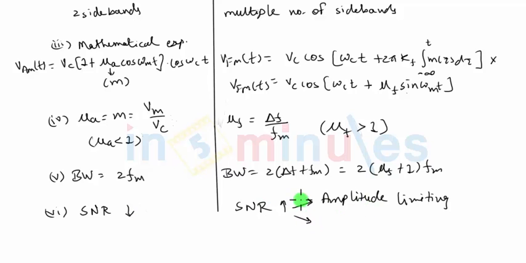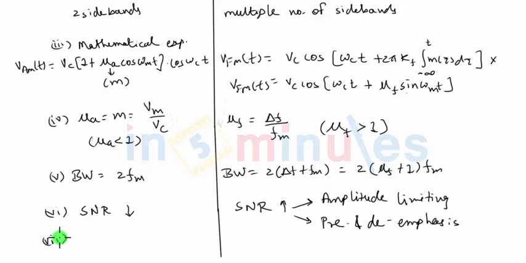One more reason why SNR is high in case of FM is due to the use of pre and de-emphasis. So we use pre and de-emphasis, which will further help us to improve the SNR in case of FM. Now no such concept is available for AM. So in summary, we can say that SNR is large for FM compared to AM.